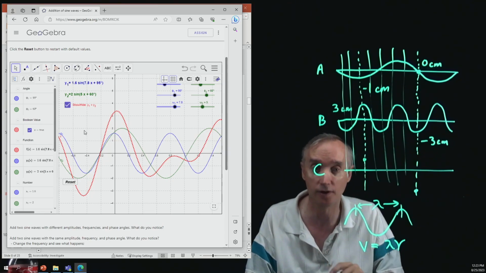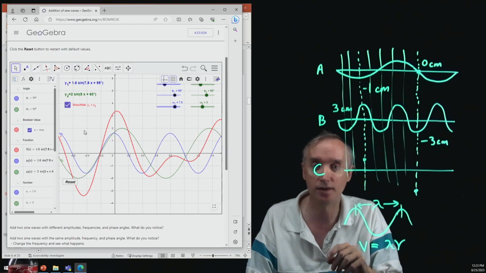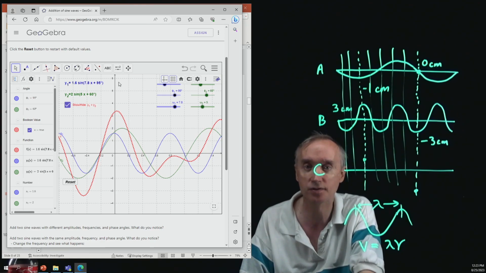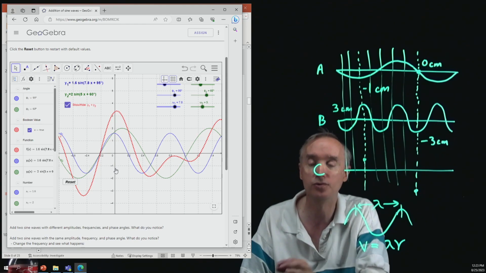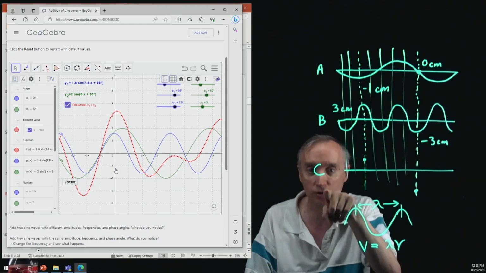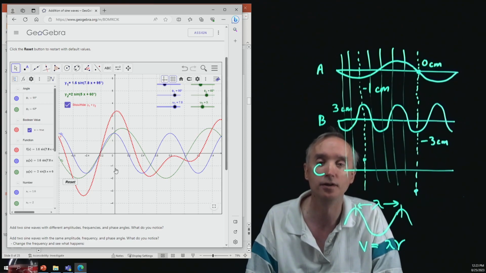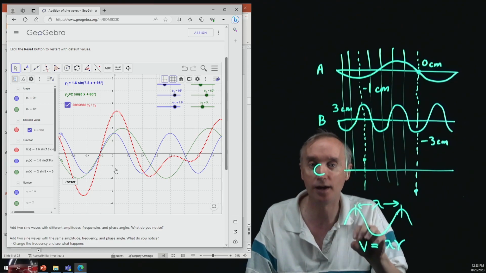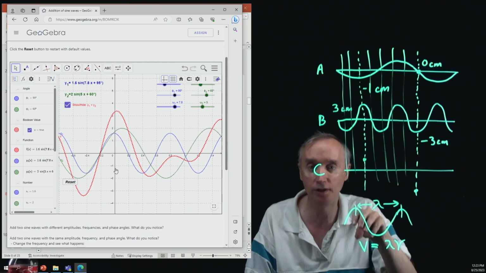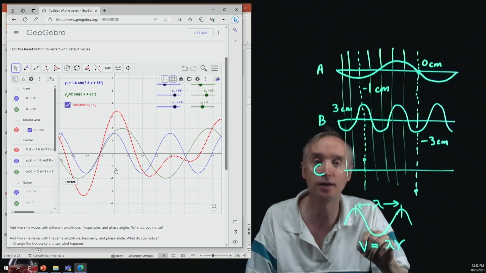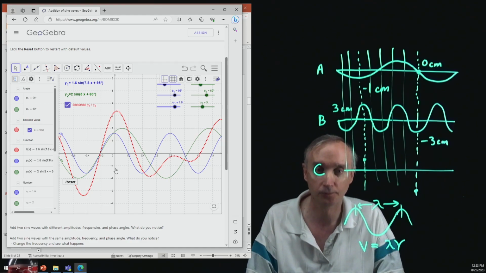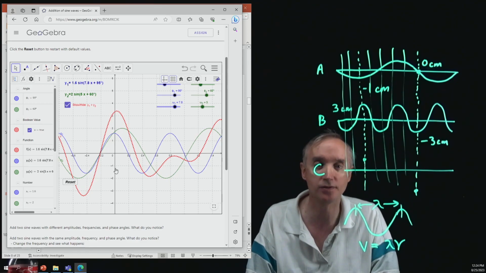Now I want you to prove this. Let's say that we take this line right here. I want you to measure, you could use the numbers that are there on the screen, the height to the blue one, measure the height to the green one, add them together and see if it's not the height to the red one. And then if you want, you can do it for other places on there.